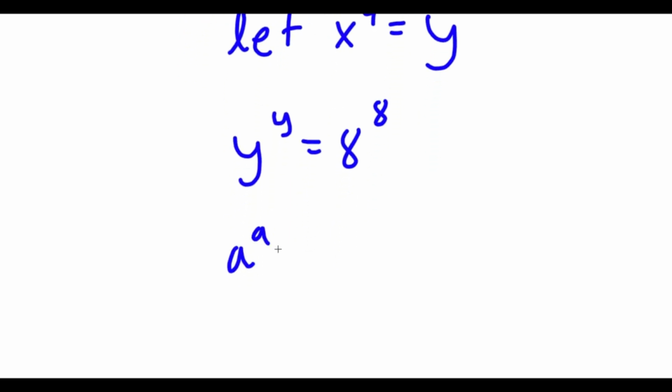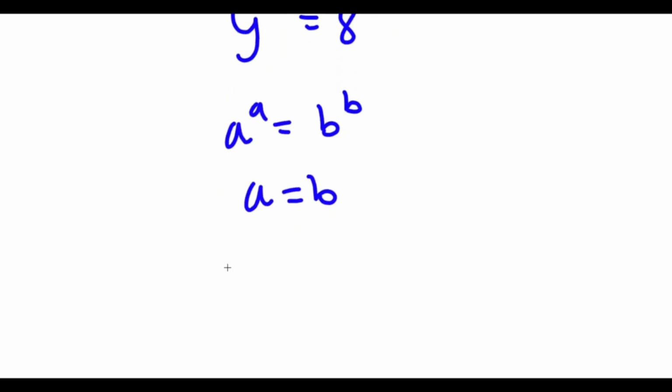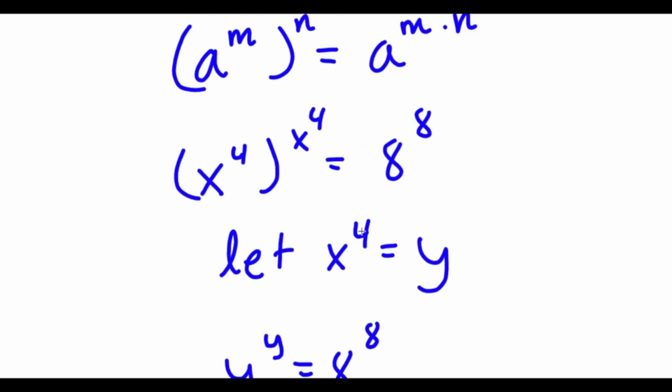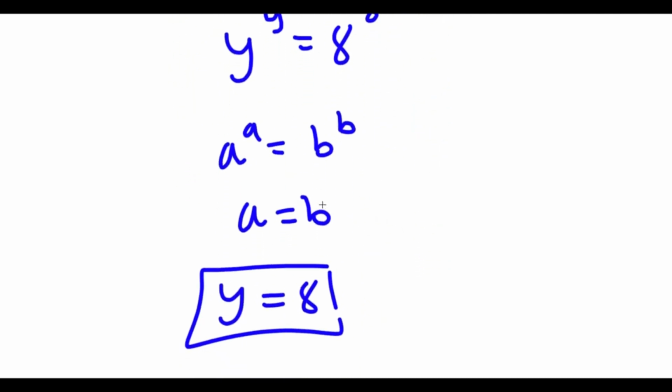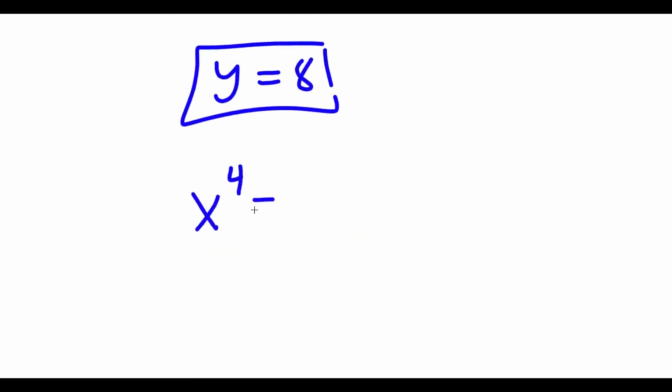And if I have something of the form a to the power of a is equal to b to the power of b, this means that a is equal to b, meaning y is equal to 8. Now remember how we let x to the power of 4 equal y. So if x to the power of 4 equals y and y equals 8, then this means that x to the power of 4 is equal to 8.